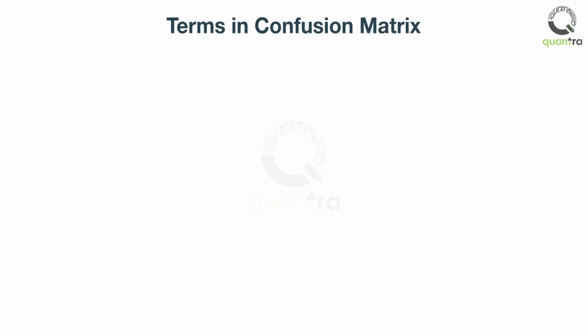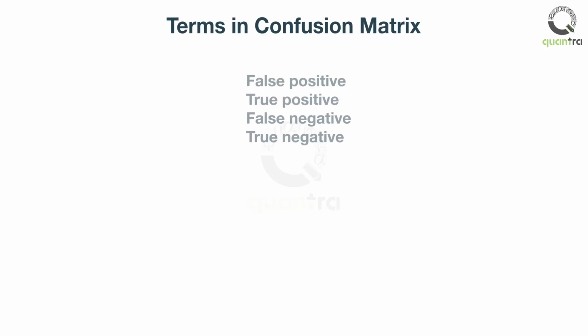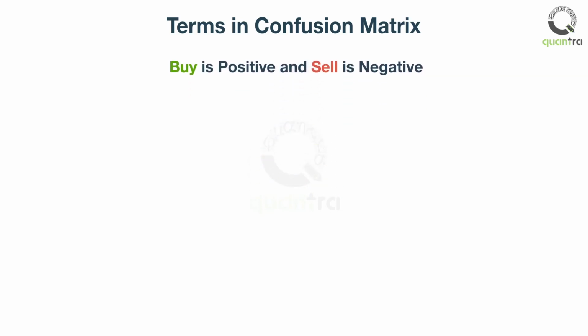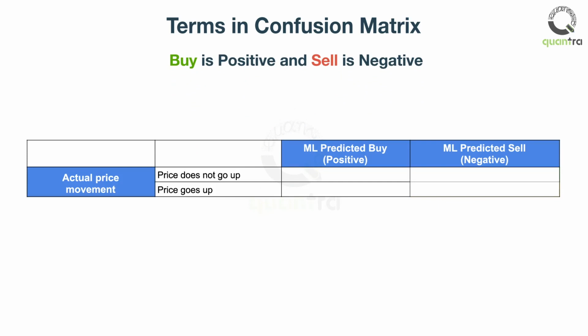Sometimes there are jargons used to explain the matrix labels, such as false positive, true positive, and so on. In the above example, let's say buy is positive and sell is negative. On all the occasions where the ML model predicted buy correctly, we call that true positive. The number of times where the ML model was wrong in predicting buy, or positive, we call it false positive. False because the ML model was wrong in forecasting the positive label. Similarly, can you tell what is a true negative and false negative?